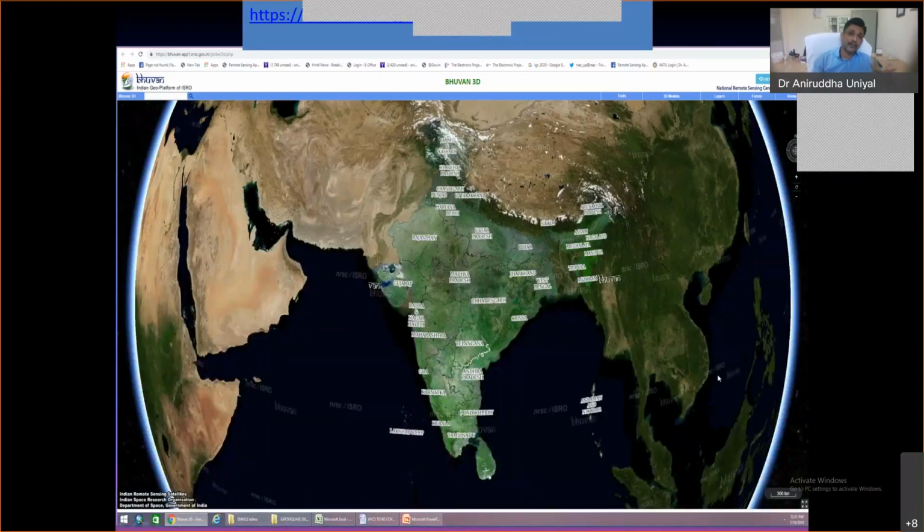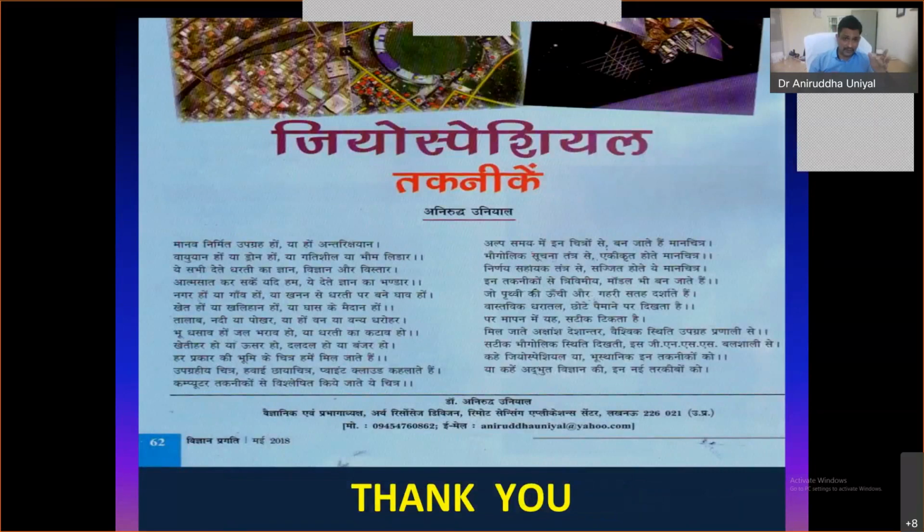This is how we can get satellite images on one portal. I would end this discussion by citing some lines of my poem, which is about geospatial techniques. This poem was published in Vigyan Pragati. I have penned it myself, and I'm citing a few lines of it, to show how important remote sensing is. Remote sensing, GIS, GPS, LIDAR, all these technologies are conjunctively called geospatial technologies. So I am reciting the poem.